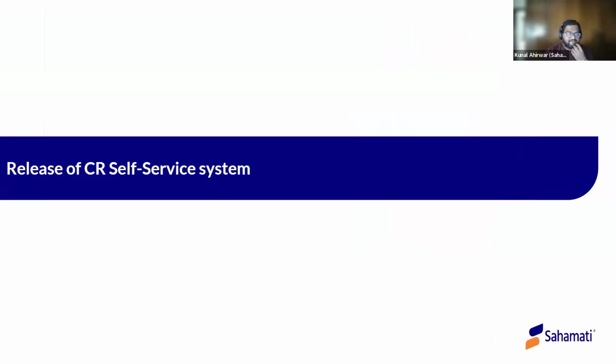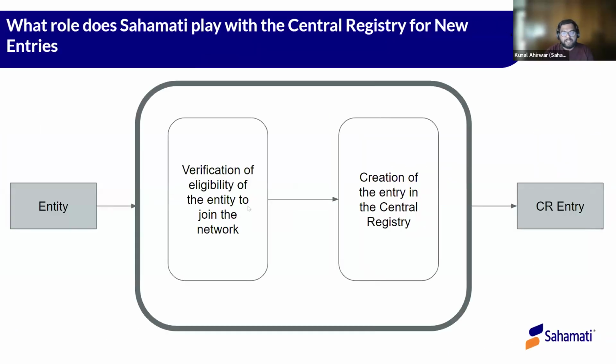So we have been working on a few self-service operations, trying to enable self-service operations of the central registry, and this has been one of our primary goals over the past couple of years, to ensure that entities are not dependent on Sahamati for their interaction with the central registry, which is a community asset. So, as you know, so far Sahamati does two main parts for the ecosystem with regards to the central registry. First, of course, we verify the eligibility of anyone in the ecosystem to join the network, if they are a regulated entity as per the AA master directions, and whether they are allowed to join the AA ecosystem.